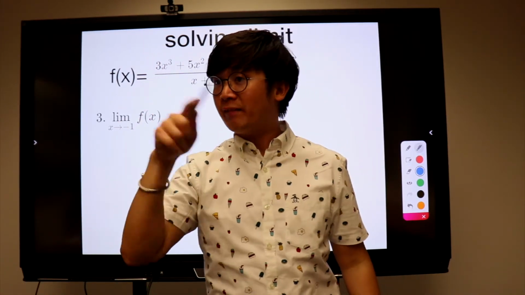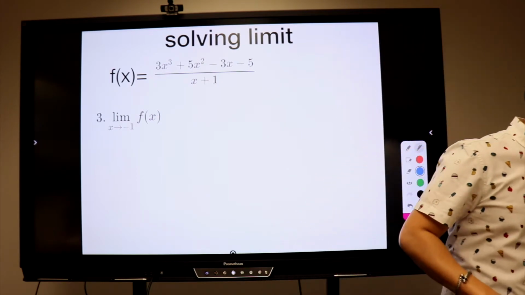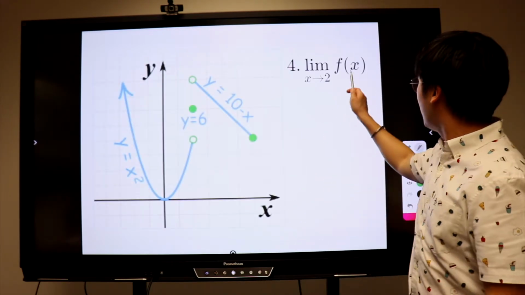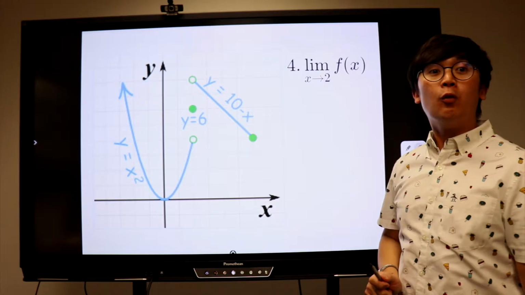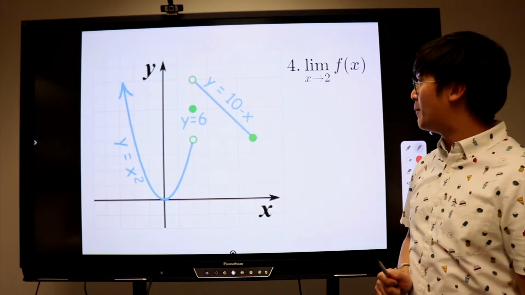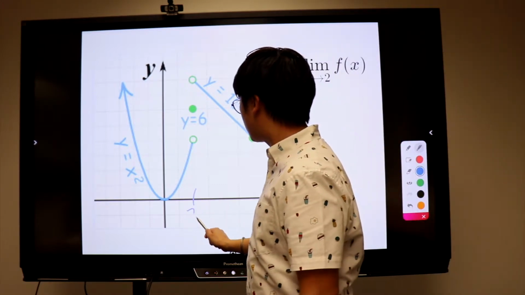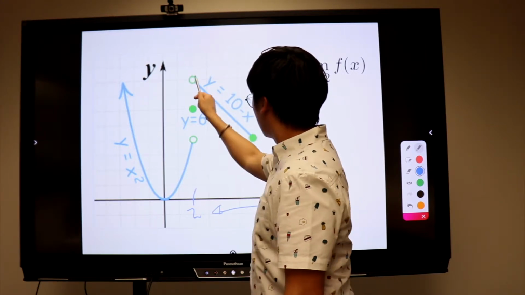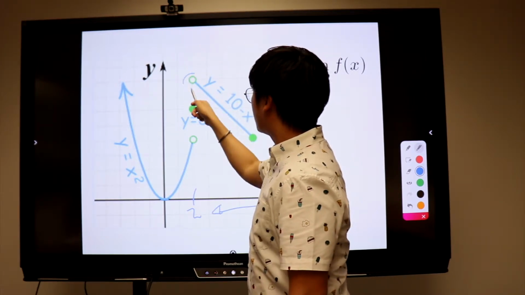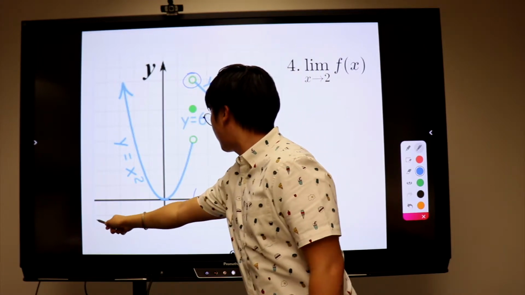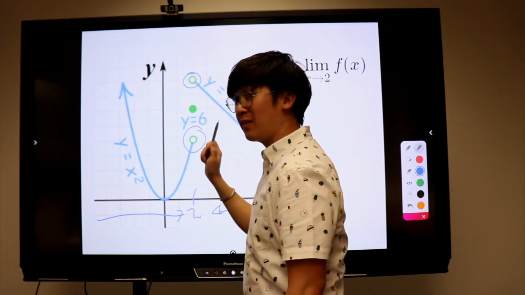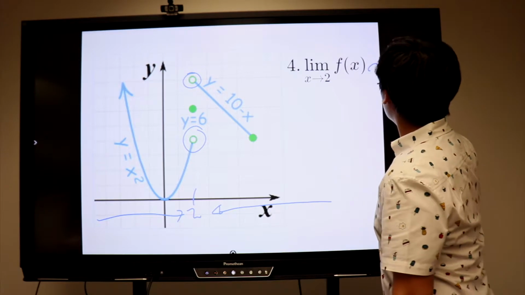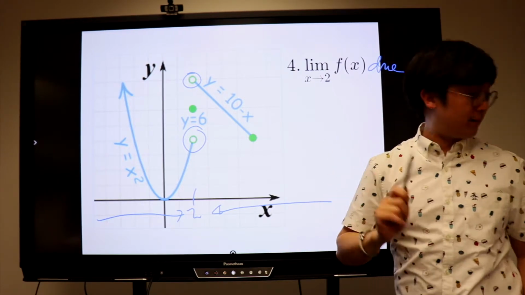Now let's go back to the graphing method. If in the graphing method we're looking for f of x as x approaches 2, what are we doing to solve for that limit? We go at x equal to 2, and we look coming from here, the values of y are approaching this, and coming from here, the values of y are approaching this number, right? So this one is DNE graphically.